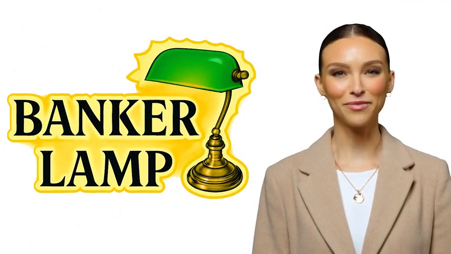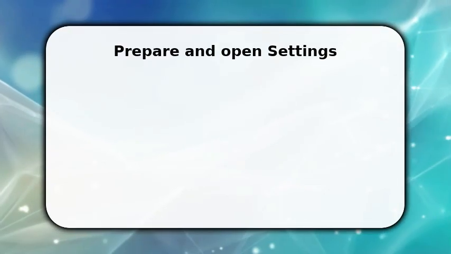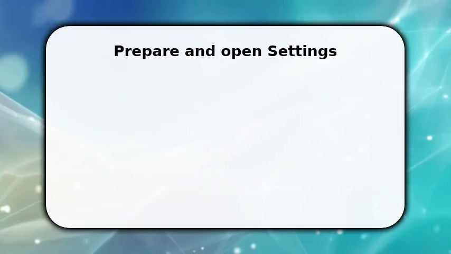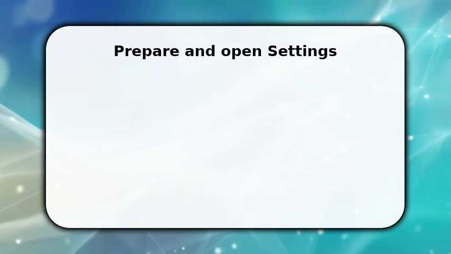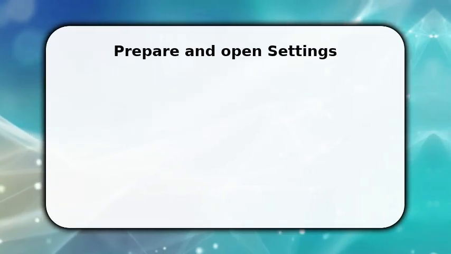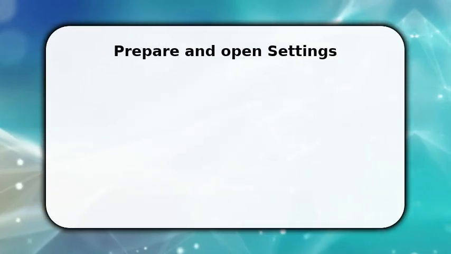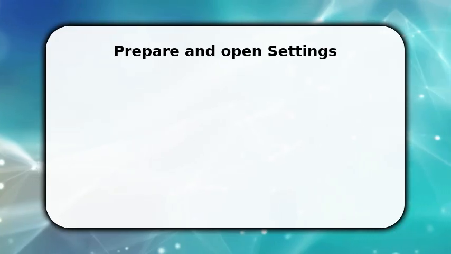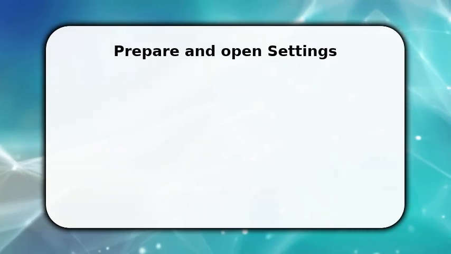Please enjoy the video. You start by confirming essentials. Battery above 20% and at least 100 megabytes free, so the system can save changes. Now open settings and go straight to wallpaper or home screen and lock screen depending on your FunTouch OS version.